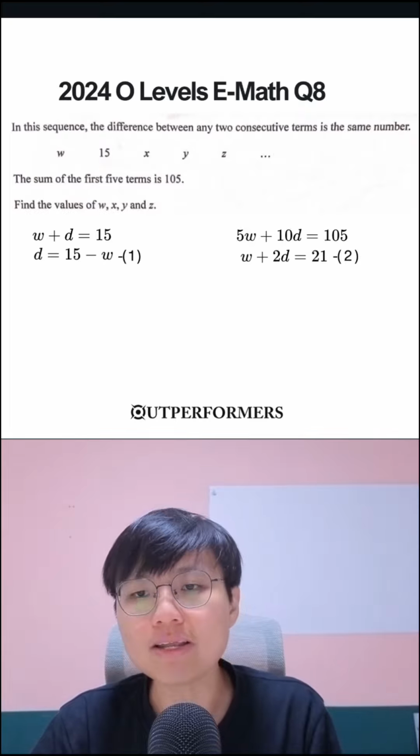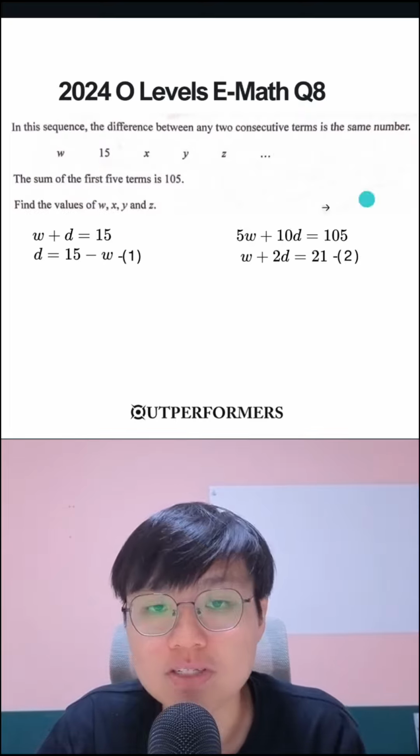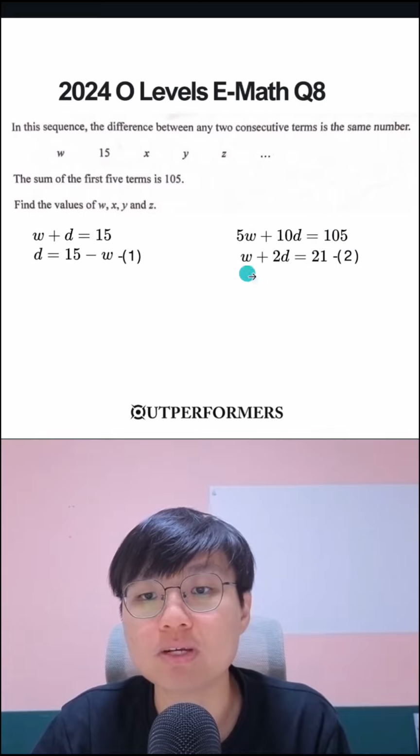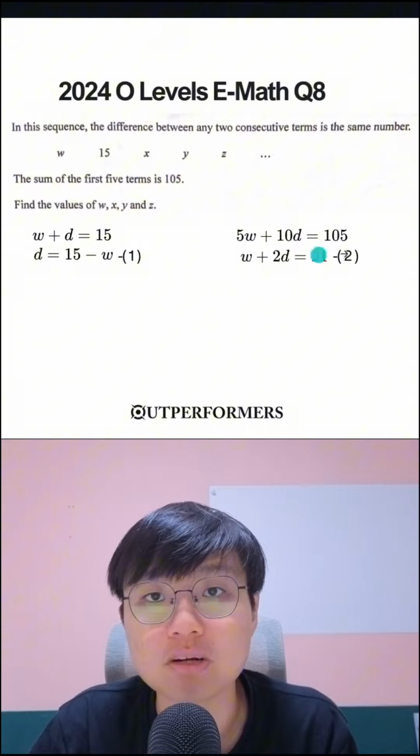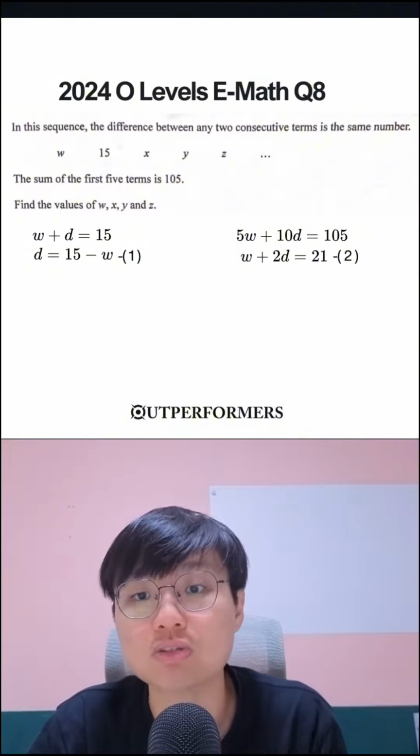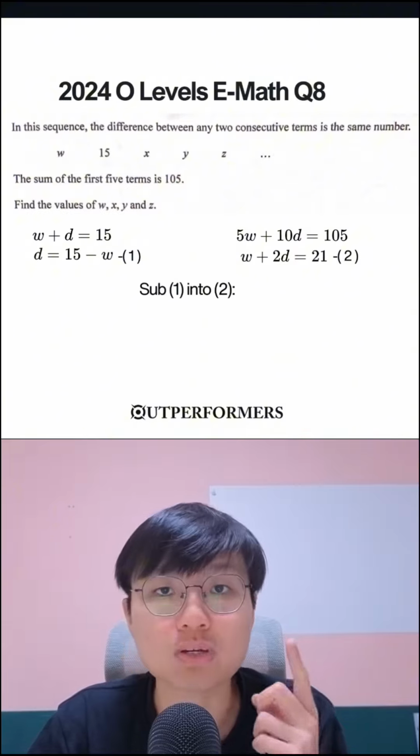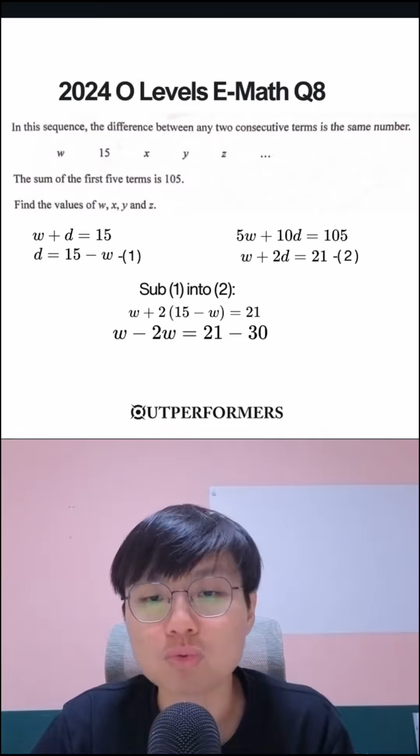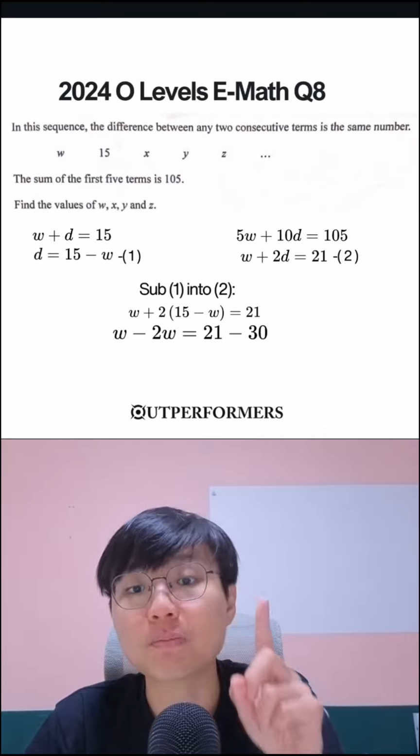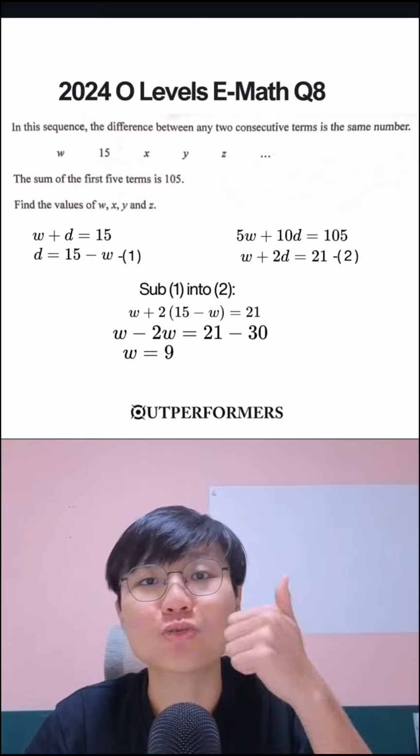So right here, these are my two equations. I reduce my second equation first to a smaller number, and I let D be the subject here because I'm going to apply the substitution method. I'm going to sub equation 1 into equation 2, then we will be able to solve for our first term W to be equal to 9.